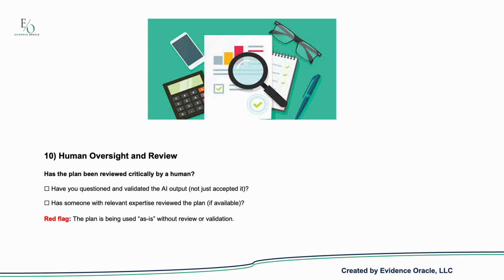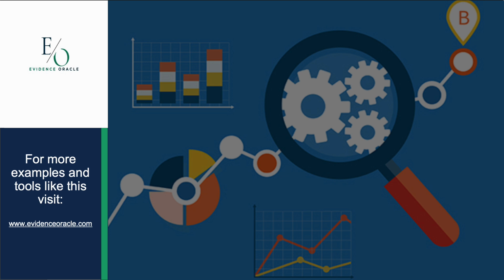Technical judgment, professional judgment. This checklist helps you turn AI from a shortcut into a strategic tool. It ensures your evaluation plan is credible, actionable, and aligned with your program. And remember, the goal isn't to reject AI, it's to use it wisely and responsibly.